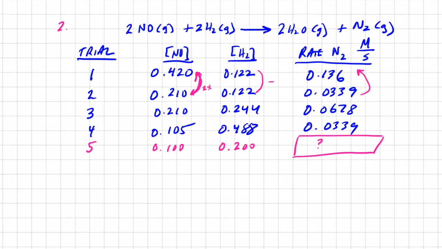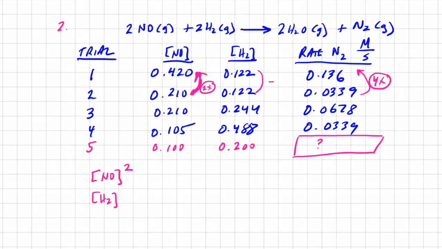So let's see, 0.136 divided by 0.0339 is 4. So it quadrupled from the second to the first experiment when NO was doubled and H2 was held constant. So I know that NO is second order because I doubled it and the rate quadrupled. Okay? All right, now what about for H2? Which experiments did you use?